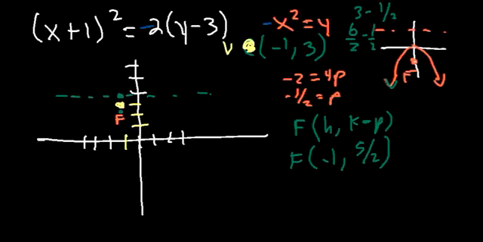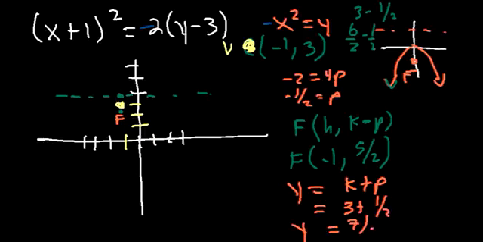The directrix, it's going to be y is equal to, since it's horizontal, it's going to be k plus p. We need to go up p units. So that's 3 plus 1 half, or 6 over 2 plus 1 over 2. So it's y is equal to 7 over 2. That's the directrix.